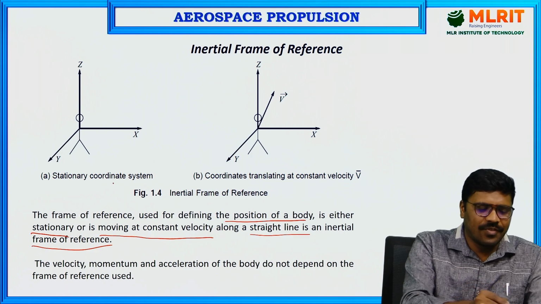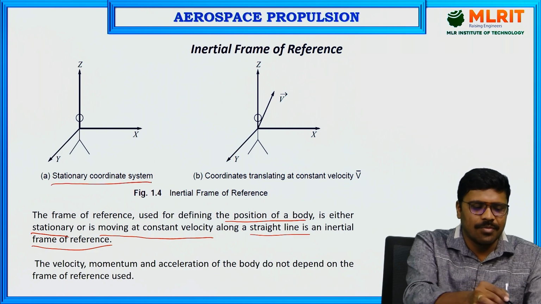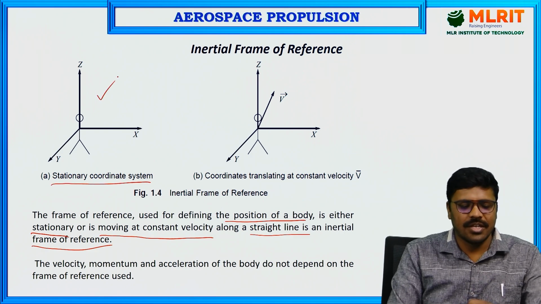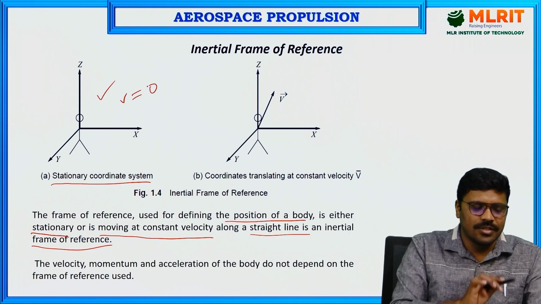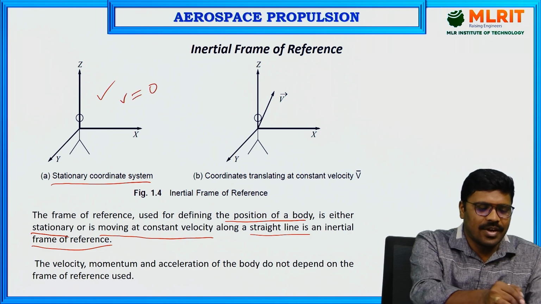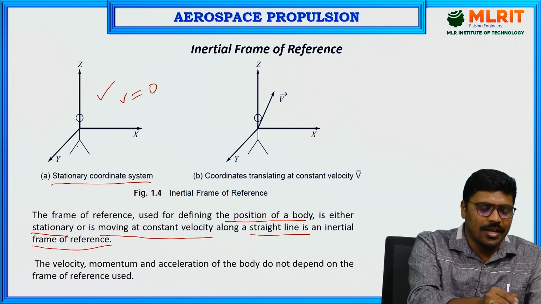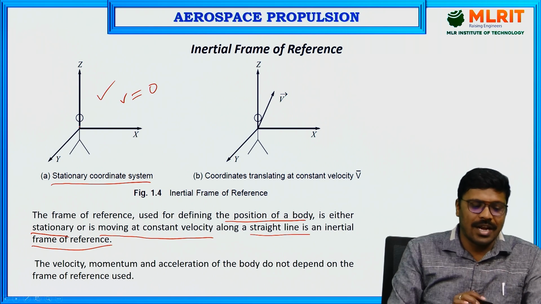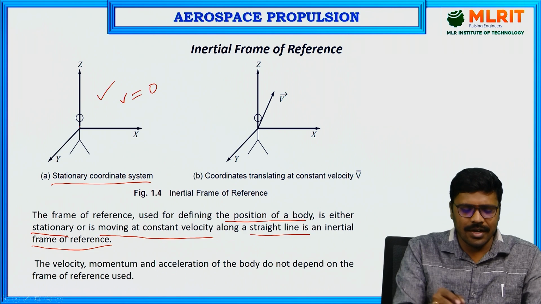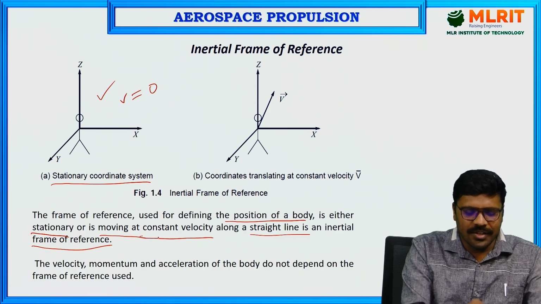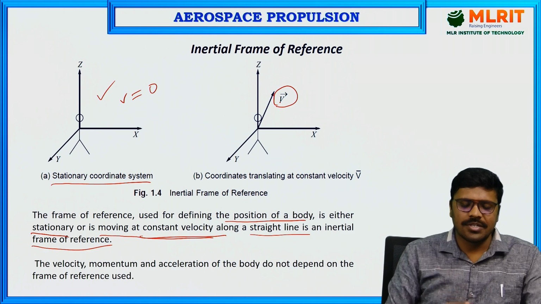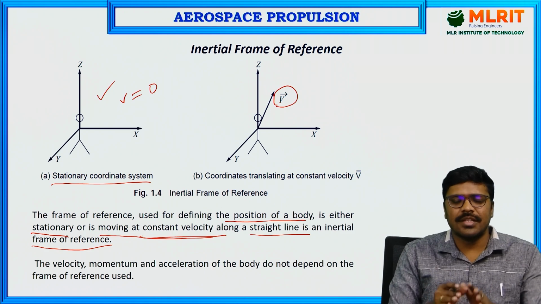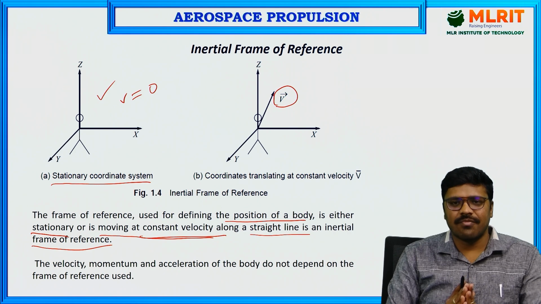Here you can see the first case, that is the stationary coordinate system. So it comes under inertial frame of reference. Velocity is 0 here. Here the frame of reference is x, y, z axes, and a person is standing at the origin. The second is moving with constant velocity. So the same frame of reference, if it is moving with constant velocity, then also we can consider that frame of reference is inertial, it comes under inertial frame of reference.